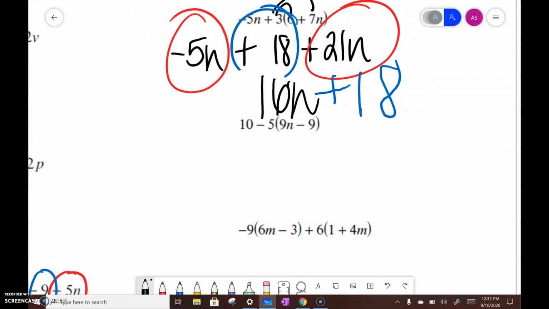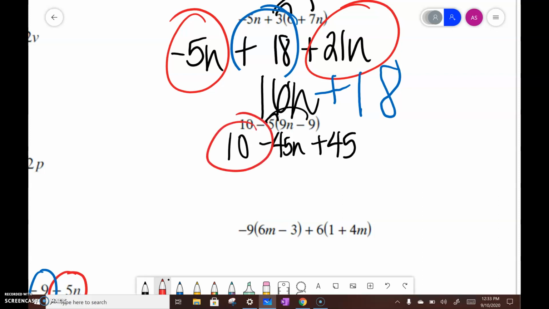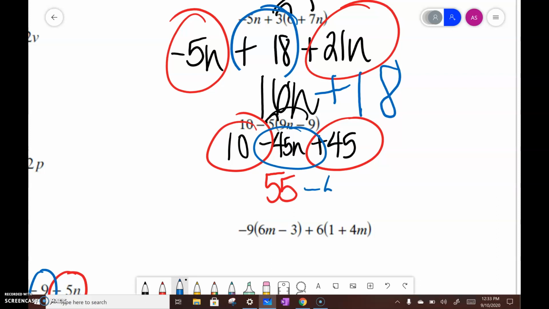Okay, so from here, I'm gonna look at negative 5. That's what's in front of my parentheses. So I'm going to be distributing negative 5 into both of these terms. So I have negative 5 times 9n, and I have negative 45n. Then I'll have negative 5 times negative 9, which will give me positive 45. So then from here, I'm going to bring down the 10. And now we see that 10 and 45 are like terms, so we'll have 55. And then we're gonna bring down that negative 45n, and that's my answer.